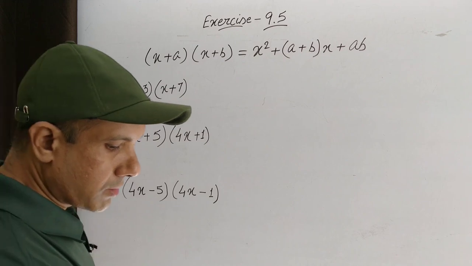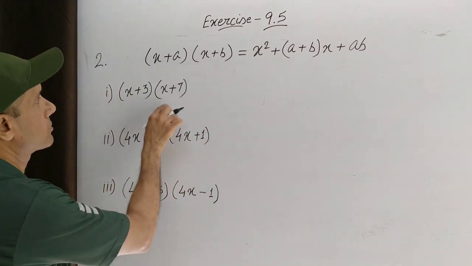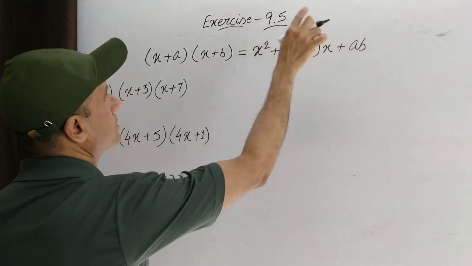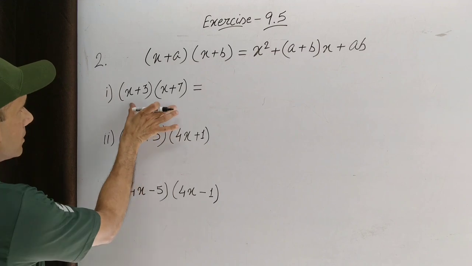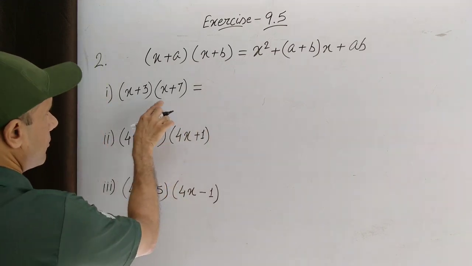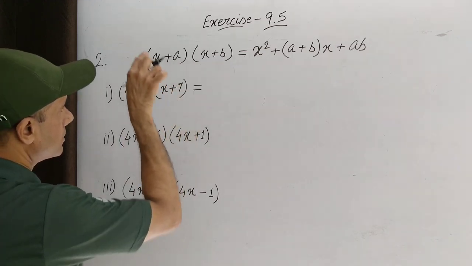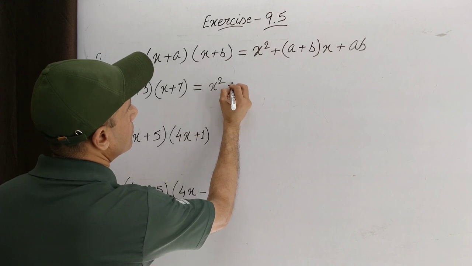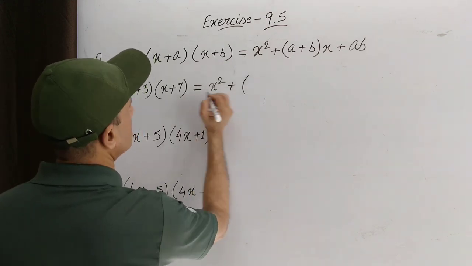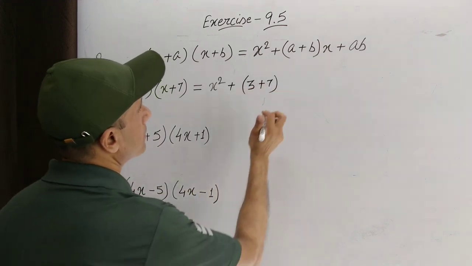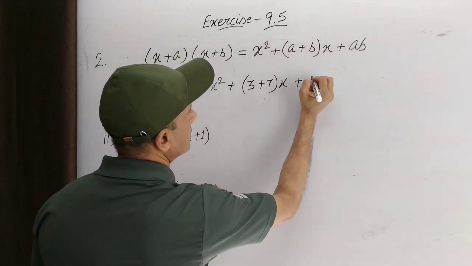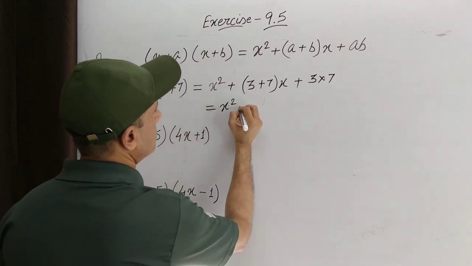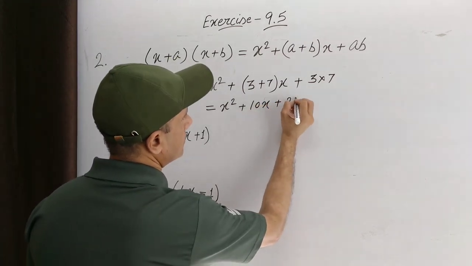Question number 2. We have to use this identity to find the products of this expression. X plus a into x plus b is equal to x square plus a plus b x plus ab. So in this, x is of course x and a is 3, b is 7. So we write this as x square plus a plus b, that is 3 plus 7, into x plus ab, that is 3 into 7. So we get the values as x square plus 10x plus 21.